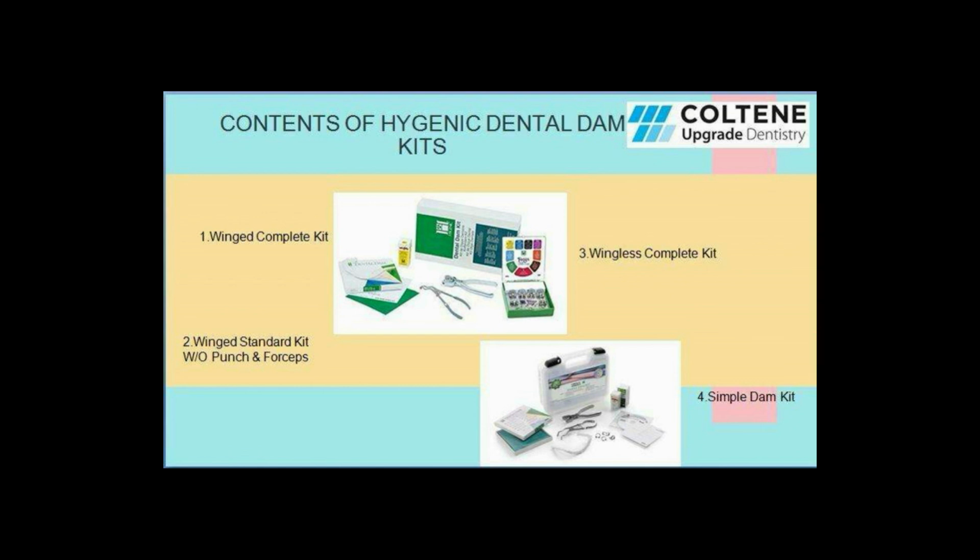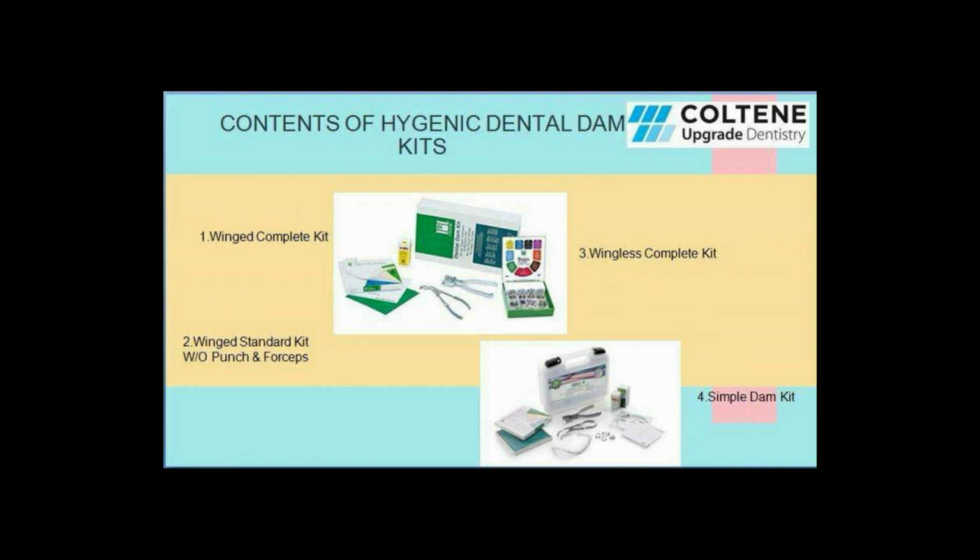are available. The second one is the winged standard kit without punch and forceps. So it has all the components which I have mentioned just now, except for the punch and forceps. The third one is the wingless complete kit. The only difference between this kit and the first one, the complete kit, which I explained, is that this kit has all wingless clamps in it, and not the winged clamps.